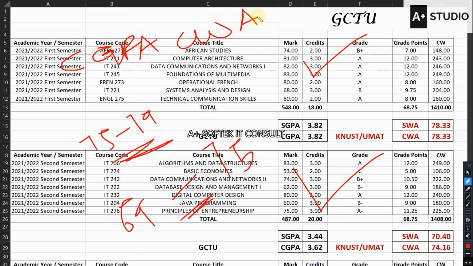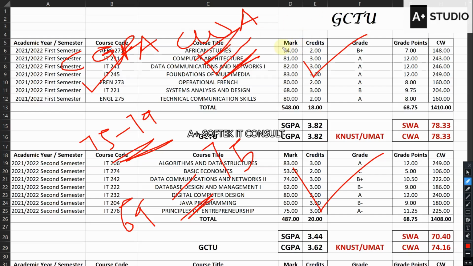Because CGPA is internationally recognized, CWA is locally recognized. Even if you apply to schools in Europe or the UK, schools in America or schools outside, your CWA will need to be converted into CGPA before it is accepted. That is one, okay? But on the other hand, I think CWA is more accurate and more precise, and CGPA is less transparent. Why do I say so?